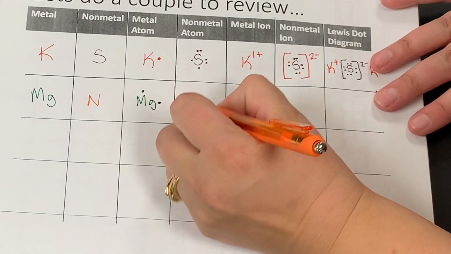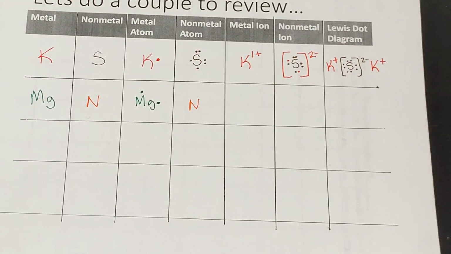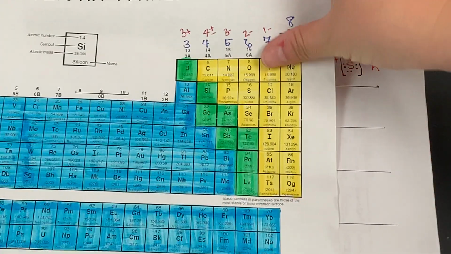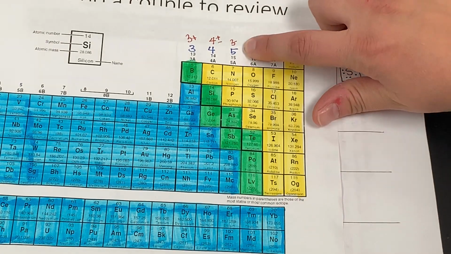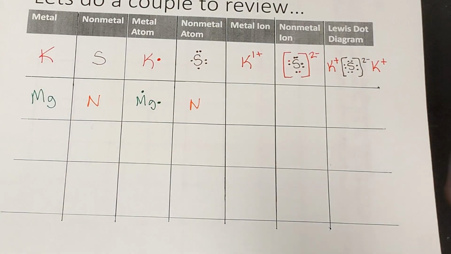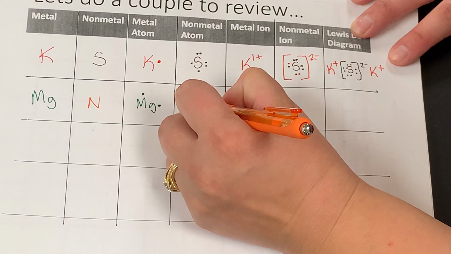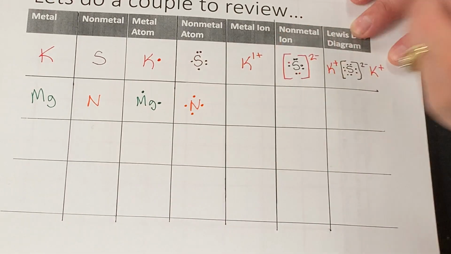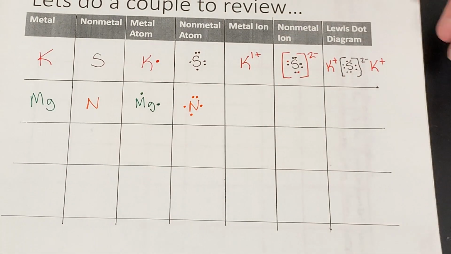Our non-metal is nitrogen. So we're going to go over here, find our nitrogen. Nitrogen has a total of 5 valence electrons. So we're going to do 1, 1, 1, 1, that's 4, and then 5.